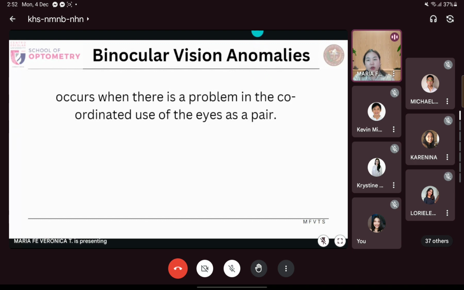So binocular vision anomalies, this occurs when there is a problem in the coordinated use of the eyes as a pair. So gaya na sabi ko kanina, if there is one problem, dun pa lang sa bifoveal fixation or dun pa lang sa alignment ng eyes natin may problem na, then it would create an anomaly in the development of the vision.